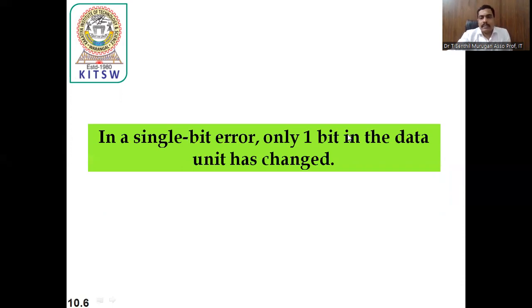In types of error, there are two types: one is the single bit error, another is the burst error. What is a single bit error? Only one bit in the data unit has changed. For example, 10 bits are there. If only one bit, for example instead of 1 it is changed to 0, or instead of 0 it is changed to 1, if any one of the bits is changed, that is considered a single bit error.